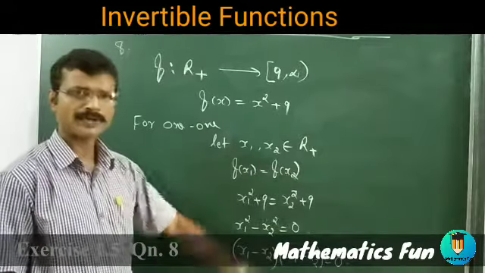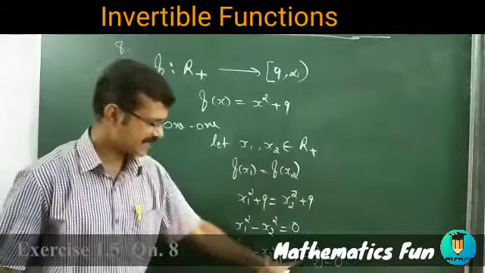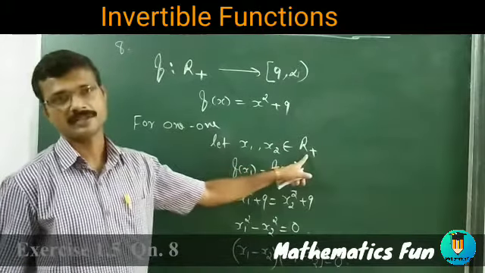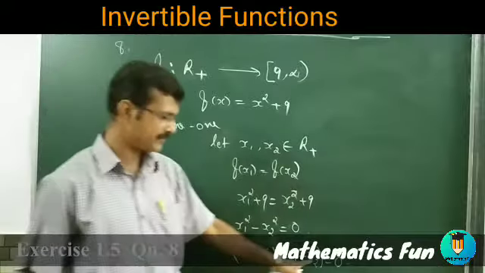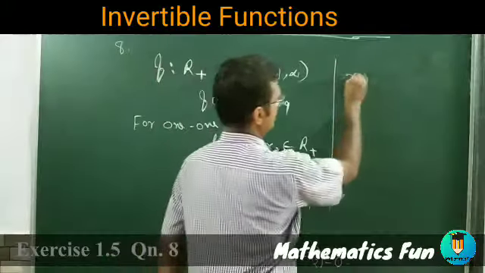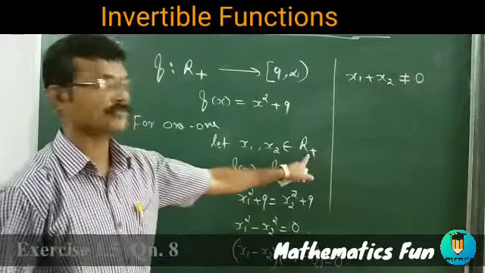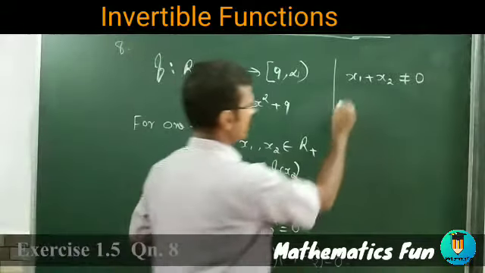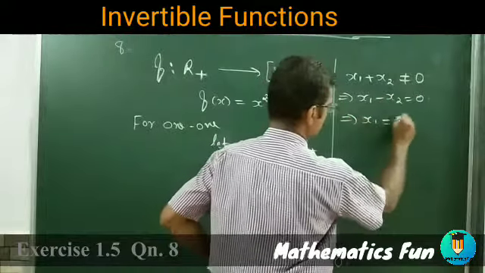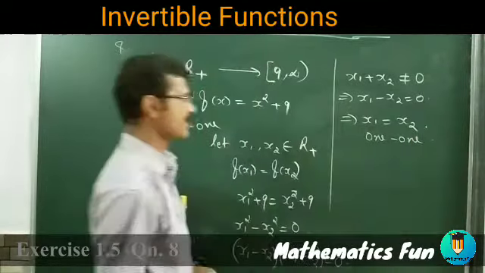Now, by the zero product rule, one factor is equal to 0. But if you observe, x1 plus x2 cannot be 0, since x1, x2 belong to positive real numbers. Two positive numbers, if we add, we never will get 0. So this part cannot be 0, so x1 plus x2 is not equal to 0. Then this implies x1 minus x2 is equal to 0, which implies x1 is equal to x2. So it is one-one.